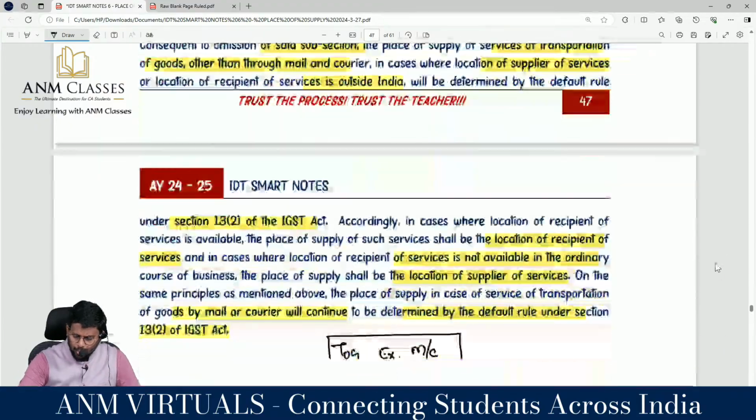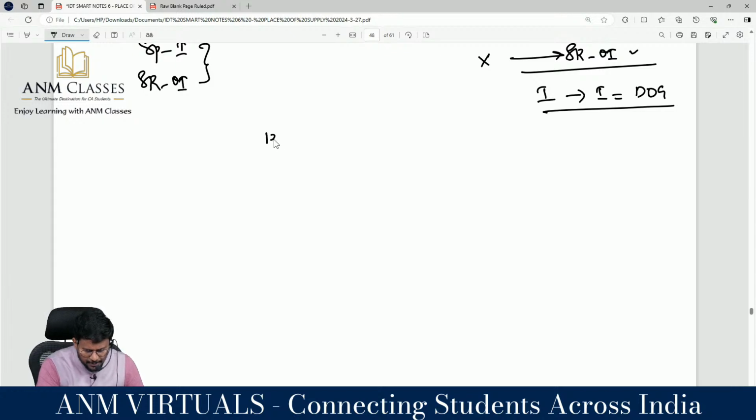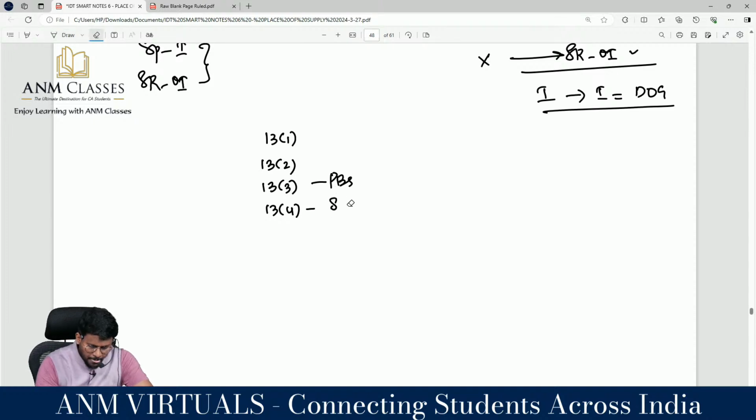So what is 13 subsection 1? Applicability. What is 13 subsection 2? General provision. What is 13 subsection 3? Performance based services. What is 13 subsection 4? Services relating to immovable property. More precisely, direct services relating to immovable property, because 13.4 specifically says that indirect services are not within its ambit. What is 13 subsection 5? Events and organization of events.